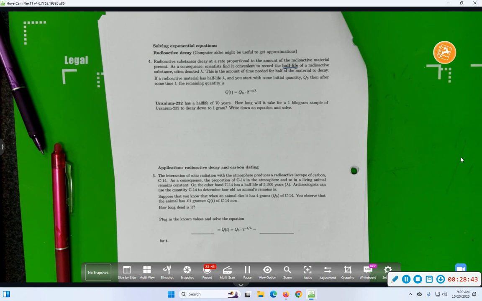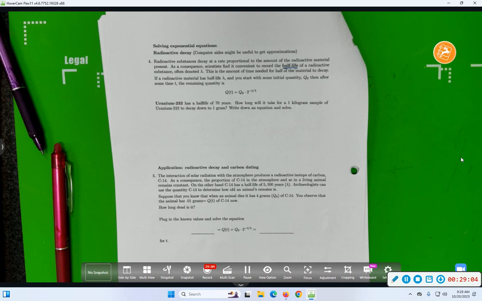If a radioactive material has half-life lambda, and there was some initial quantity Q0, then at some time t, the remaining quantity is the initial quantity times 2 to the negative t over lambda. And I think I just want to take a moment and convince you that that's a reasonable formula. Every time you go through one half-life, the quantity will divide by 2.